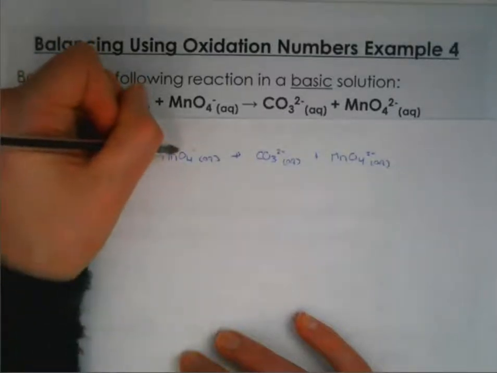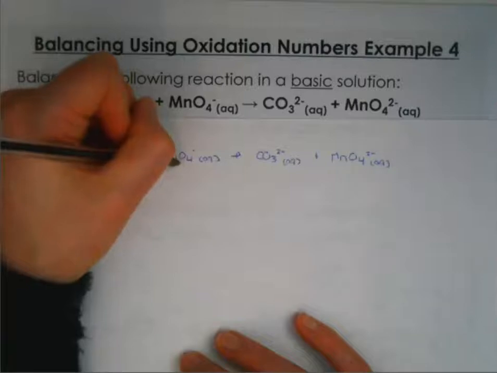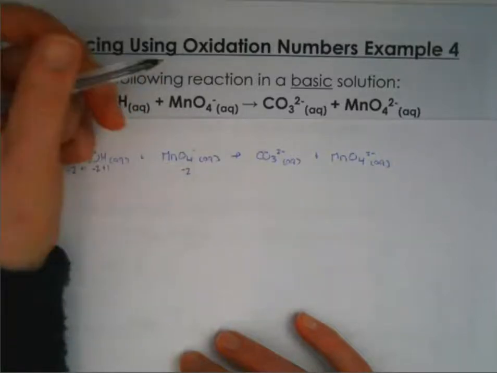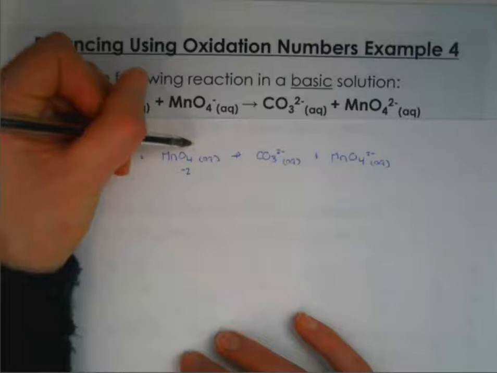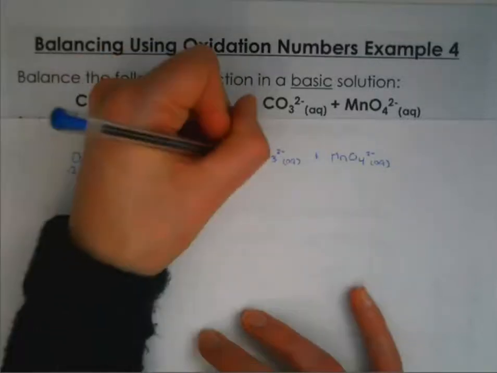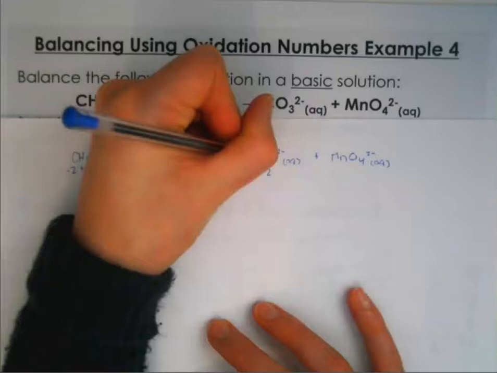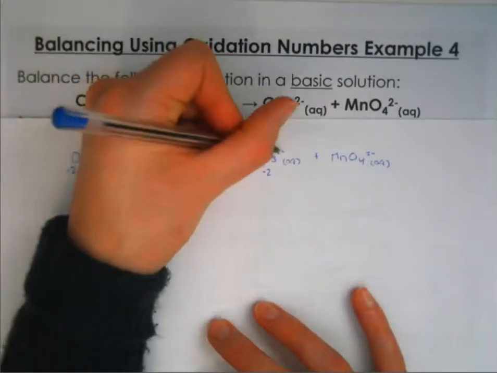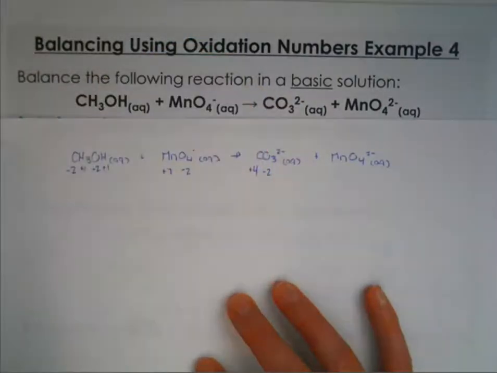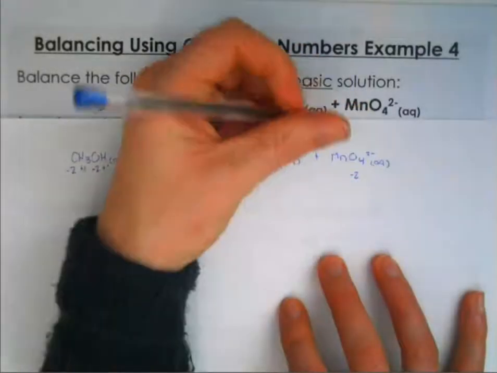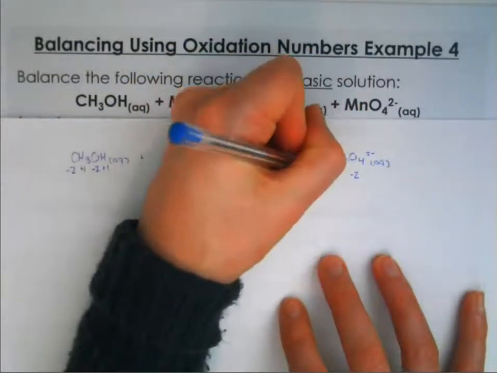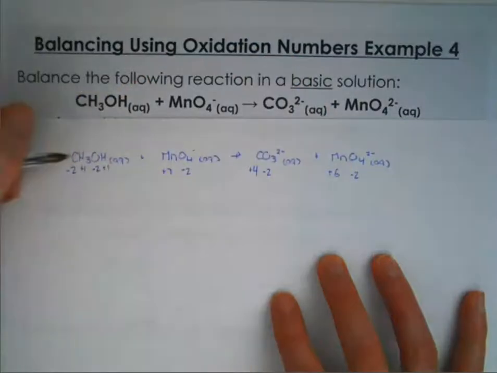Then for our permanganate, we have -2 for our oxygen. -2 times 4 is -8. And in order to get to -1, we need to add 7 to that. On this side, we have -2 times 3 is -6. So to get to -2, we need to add 4. So there's our carbon. -2 times 4 is -8. So to get to -2, we need to add 6 on the manganese there.